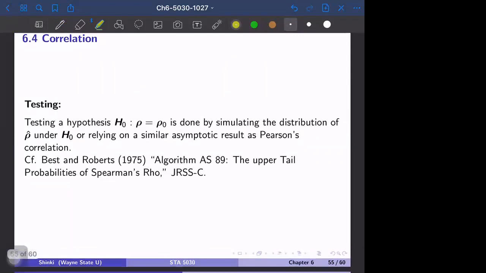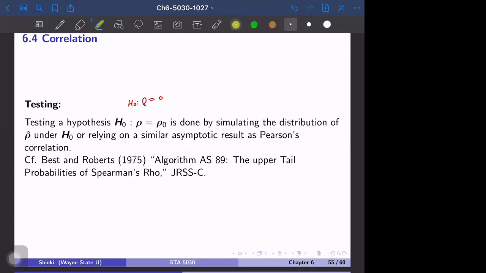Yep, so the testing on rho. Testing the hypothesis H0: rho is equal to rho naught is done by simulating the distribution of rho hat under H0. So this is not super easy if rho naught is not equal to 0, but if rho equal to 0 is the null hypothesis, it's pretty easy to test because rho equal to 0 means X and Y are not linearly related. So we just randomly generate the Xi's and Yi's and simulate the distribution of rho. Then we can determine the rejection region, then we can test.